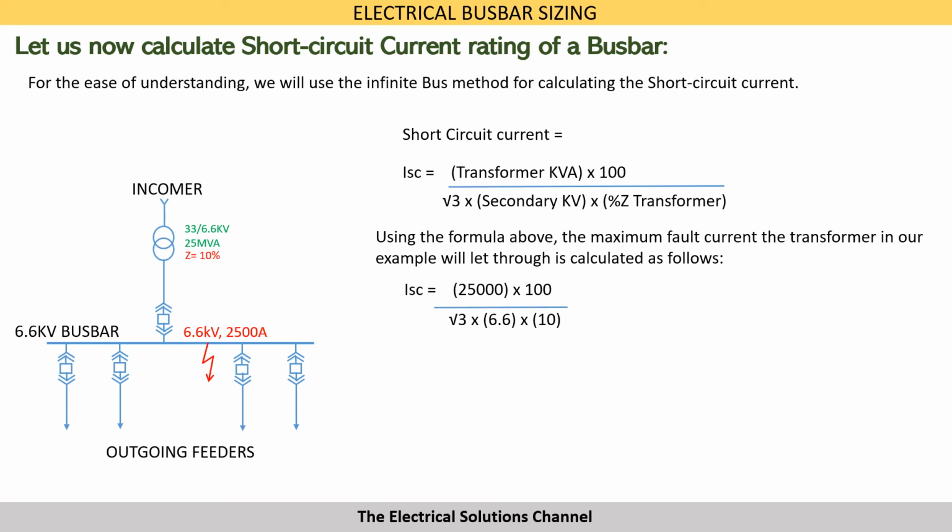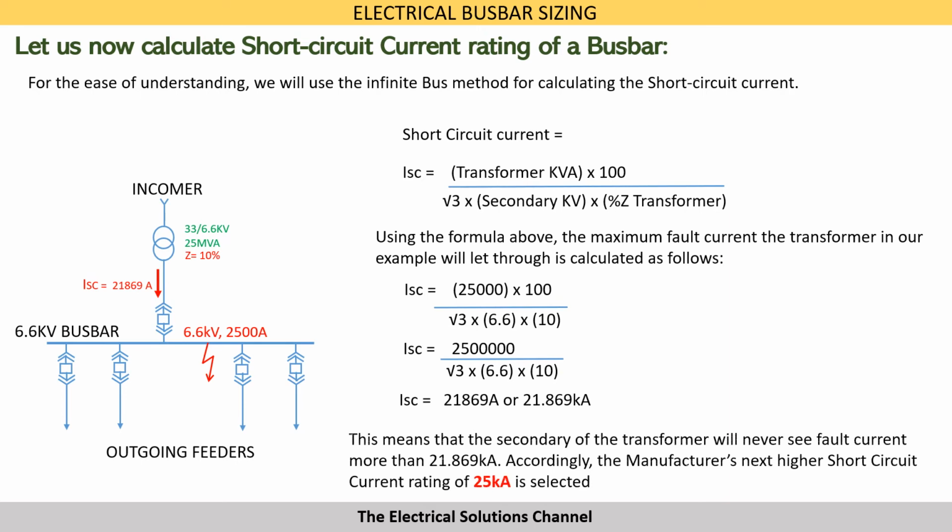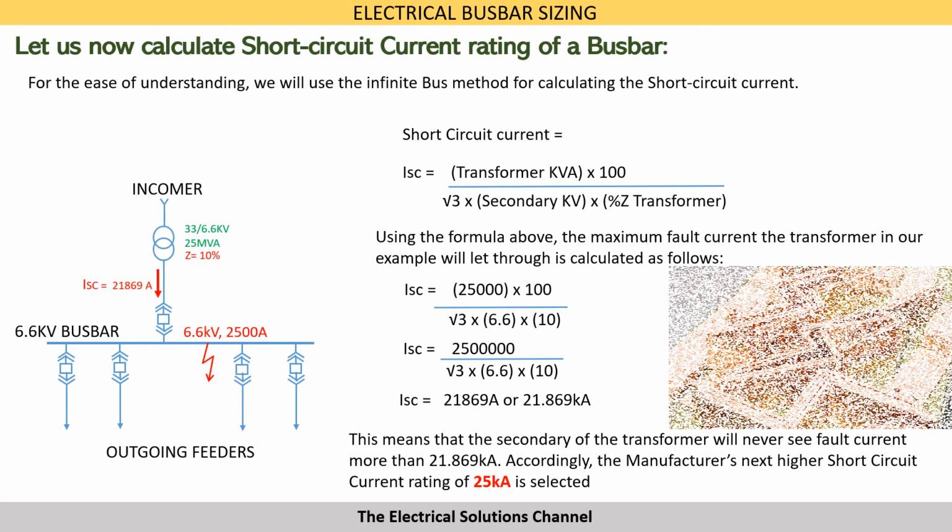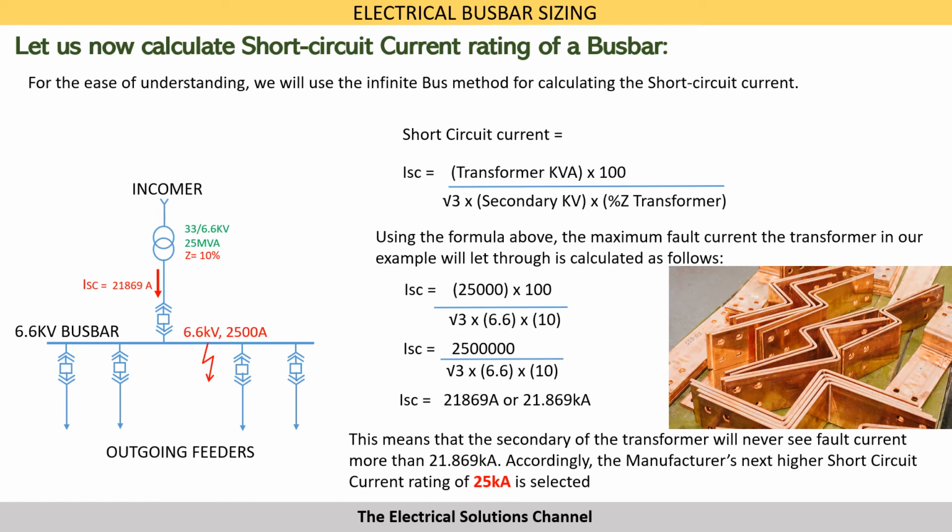Using the above formula, the maximum fault current the transformer in our example will let through is calculated as 25,000 × 100 / (√3 × 6.6 × 10), considering transformer impedance is equal to 10%. This results in a short circuit current of 21,869 amps. This means that the secondary of the transformer will never see a fault current of more than 21.869 kiloamps.